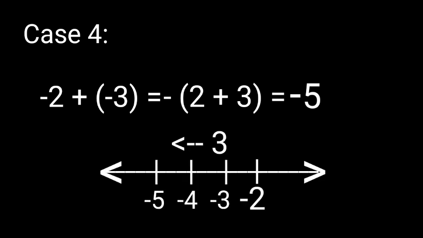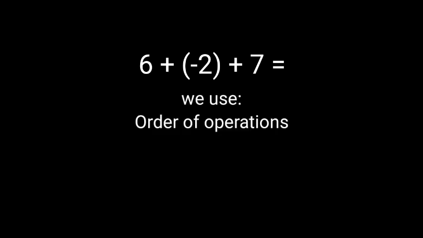The answer is -5. Bonus problem: what if we have multiple integers? Let's have 6 plus -2 plus 7. In adding multiple integers we have to use the rule order of operations.